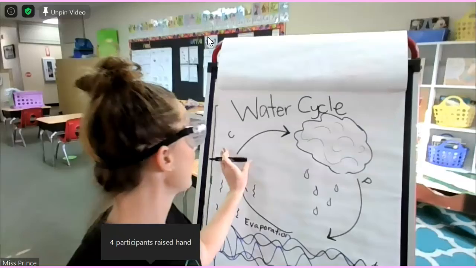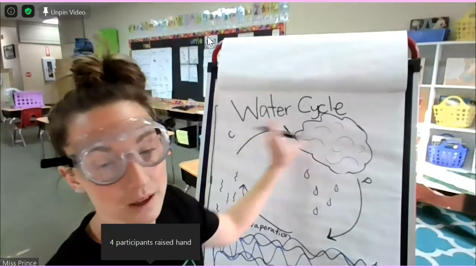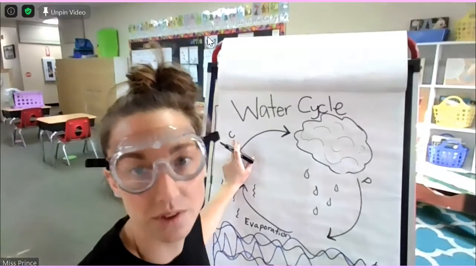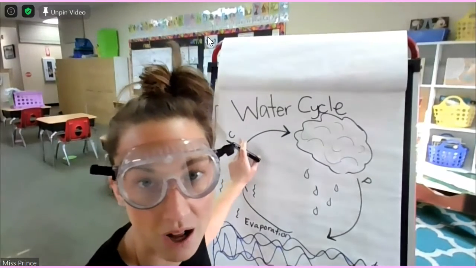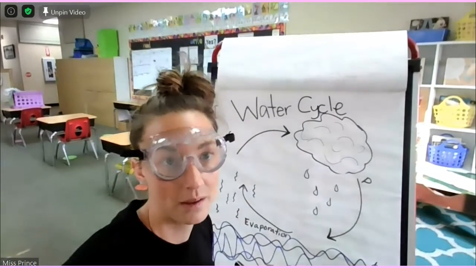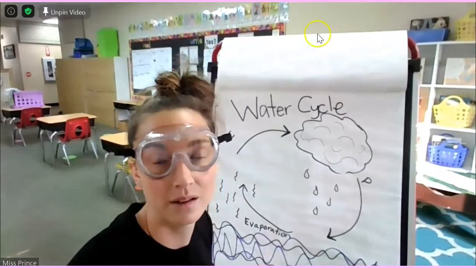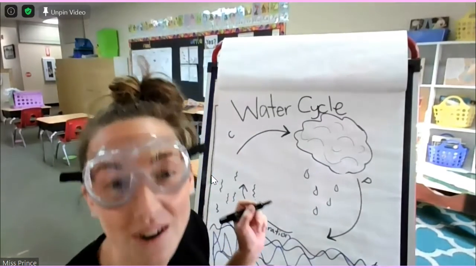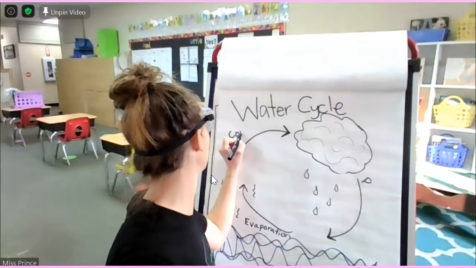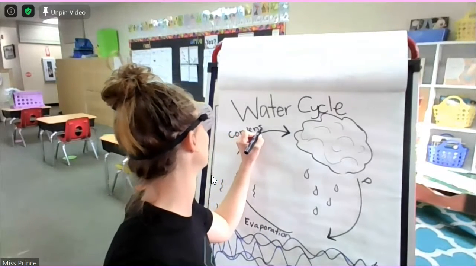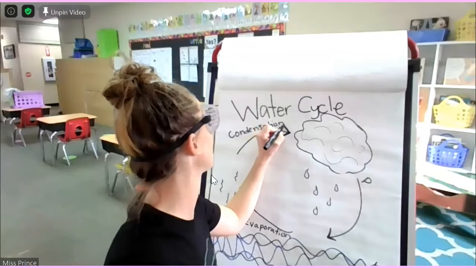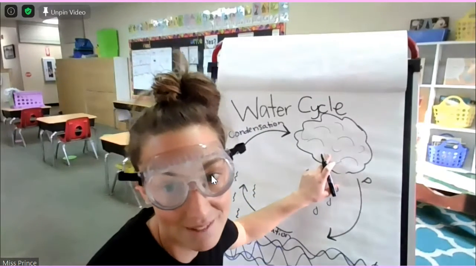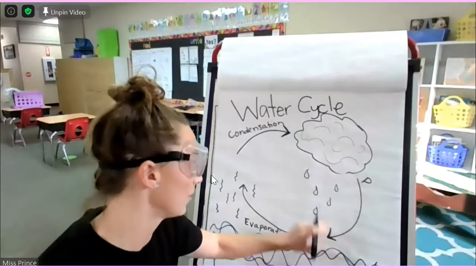Evaporation. So now it's up in the sky right now, and it's forming a cloud, and it starts with con. I want Kieran to help me out with this one. Condensation. Perfect. Nice job, Kieran. Condensation. And then when the cloud gets really heavy, it all comes back down as rain.